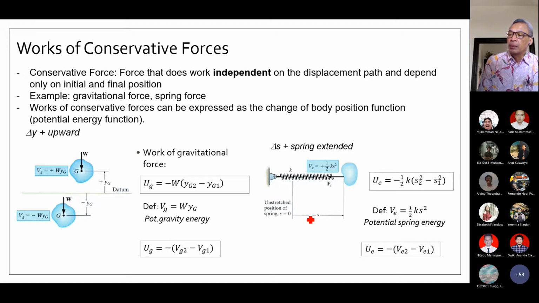Gaya pegas juga demikian. Untuk gaya pegas kita hanya memperhitungkan berapa panjang stretch awal dari pegas dan berapa besar stretch akhir dari pegas, maka kita bisa menghitung berapa besar kerja yang dilakukan oleh gaya pegas tersebut. Kita tidak melihat lintasannya seperti apa, apakah horizontal atau vertikal. Yang kita lihat hanya elongation, perpanjangan awal dari pegas berapa, perpanjangan akhir pada posisi kedua berapa, lalu kita bisa hitung kerja oleh gaya tersebut. Nah, kita sebut kedua gaya itu, dalam contoh yang kita bahas, adalah gaya yang konservatif.